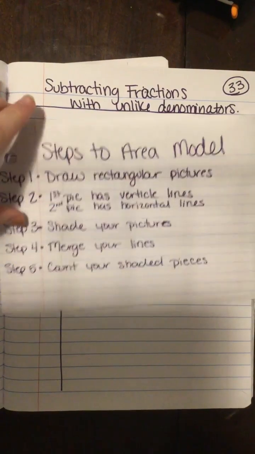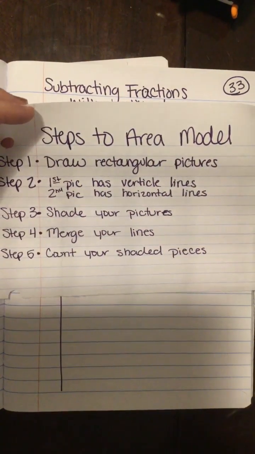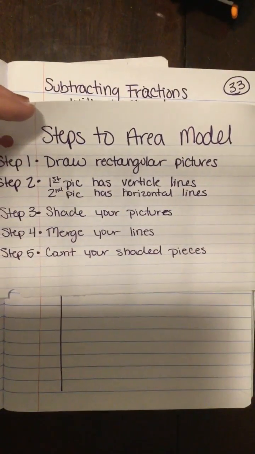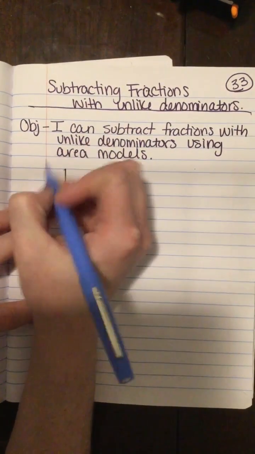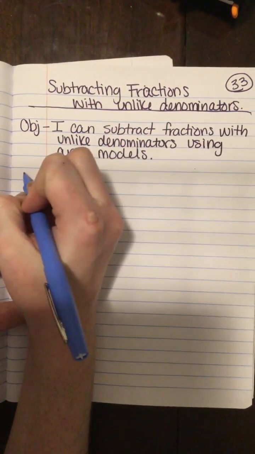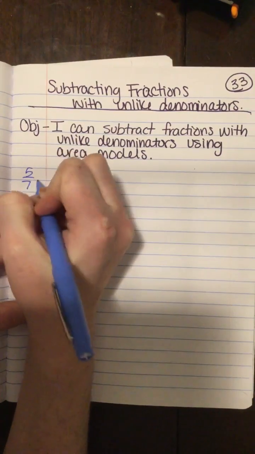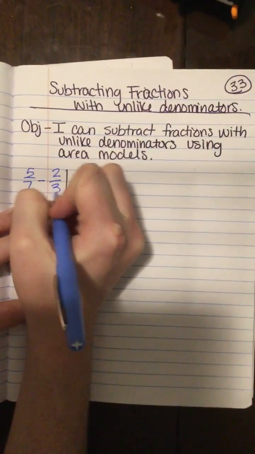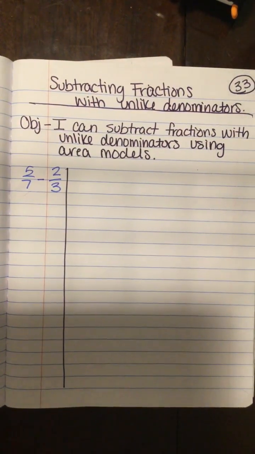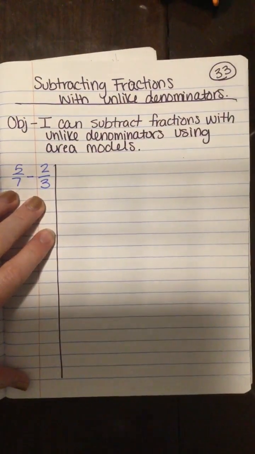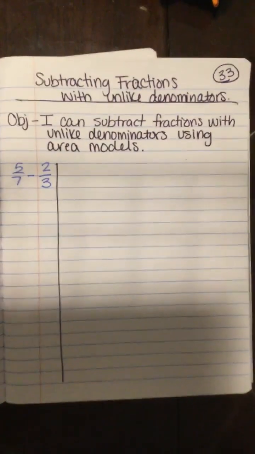So we're going to go ahead and try a couple problems with me as I show you and talk you through it, and then you're going to have a few problems to try by yourself. All right, our first fraction problem is 5/7 minus 2/3. So we're going to draw our pictures here. Remember that they are rectangles.